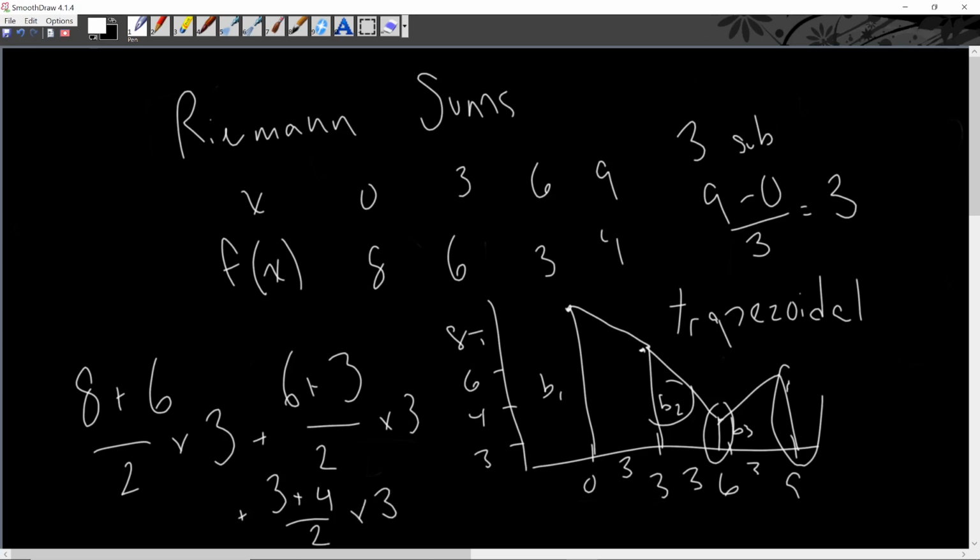times 3. So 8 plus 6 over 2, which is 14 over 2, which is 7, times 3, which is 21, plus 6 plus 3 over 2, so 9 over 2, which we can't do anything about, 9 over 2 times 3, which is 27 over 2, and then 3 plus 4 over 2, which is 7 over 2, times 3, so 7 times 3 is going to be 21. So we have, oh, wait, sorry, 27, 21, so we're going to have 48 over 2, I think.